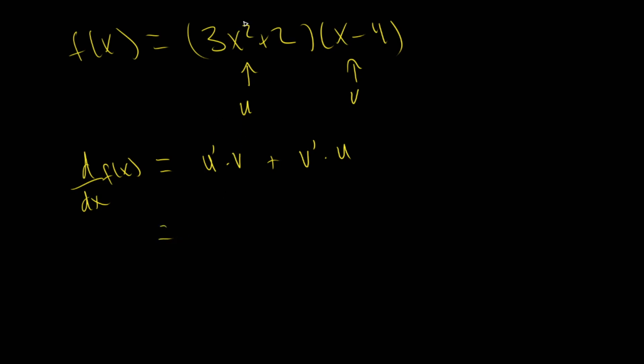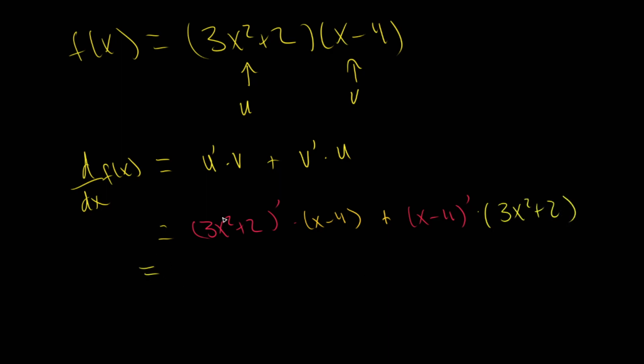So u prime, I will use a different color here, will be the derivative of 3x squared plus 2 multiplied by v, x minus 4. I'll use a different color here, x minus 4. And I add the derivative of v, so I'll write that down, x minus 4 prime, multiplied by u, which is 3x squared plus 2.